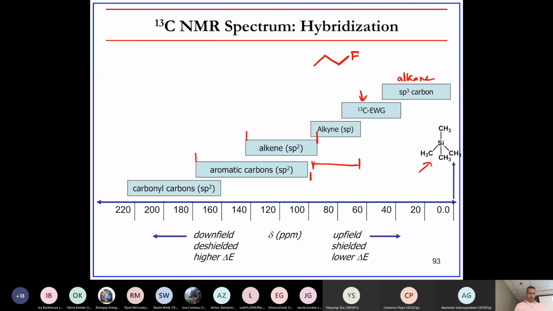So these are all types that we've seen before, right? These are carbonyl, these are, and then we have over here alkanes. Electron withdrawing groups, electronegative atoms to the left of that range, without those to the right of that range.